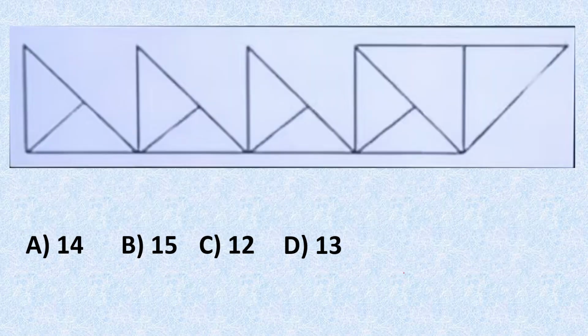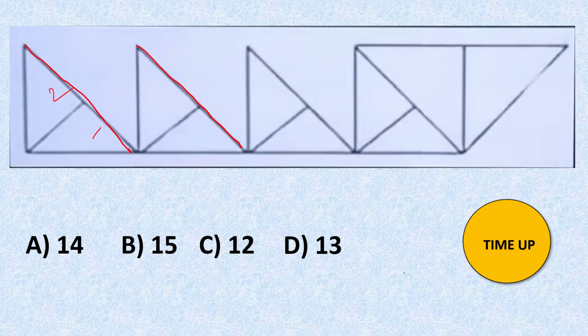Next one on your screen and your timer starts now. This one is also very easy. Here you can clearly see this is the base, this is the base, this is the base. Here you can see 1, 2, so the answer will be 3. Again here the answer is 3. Here also it is 3. For this triangle also it will be 3, and for this bigger triangle also it will be 3.